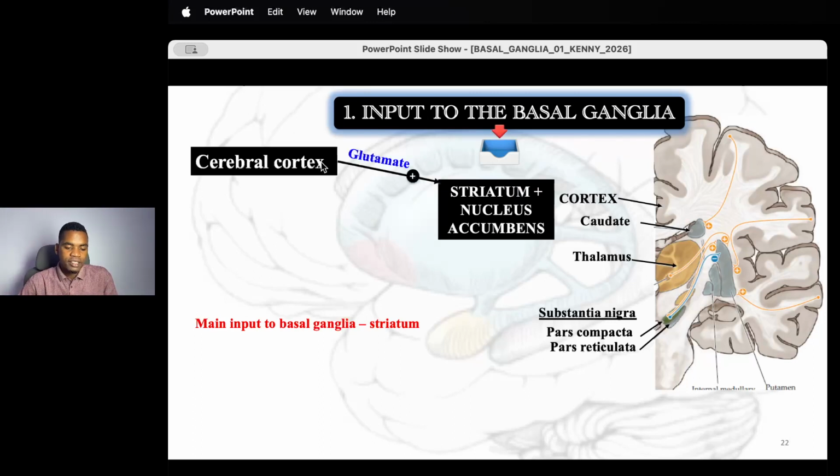So the cerebral cortex is the main input to the basal ganglia, and it uses glutamate as a neurotransmitter. And remember, glutamate is an excitatory neurotransmitter. We have a separate discussion talking about the neurotransmitters, but for today we see glutamate, which is coming from the cerebral cortex, is an excitatory neurotransmitter. That means the cerebral cortex is exciting the basal ganglia through the striatum and the nucleus accumbens.